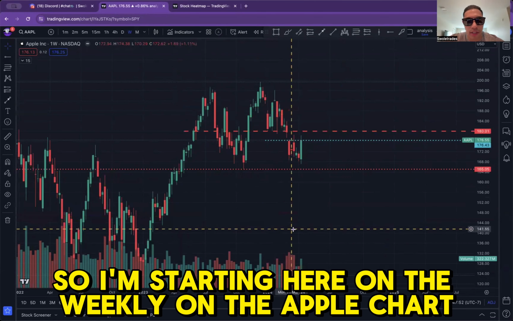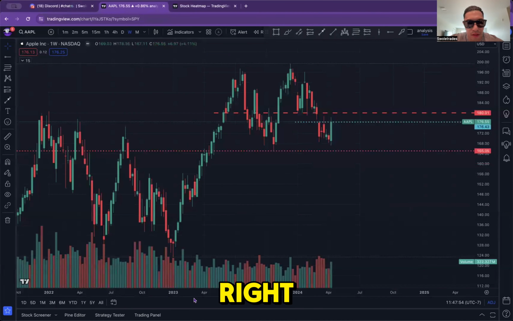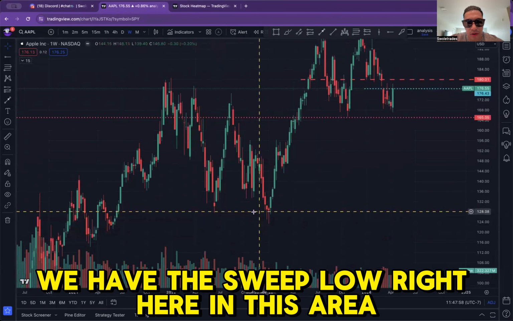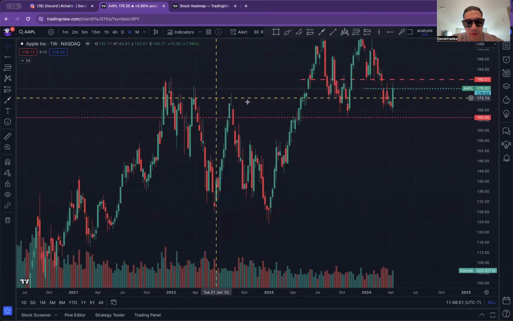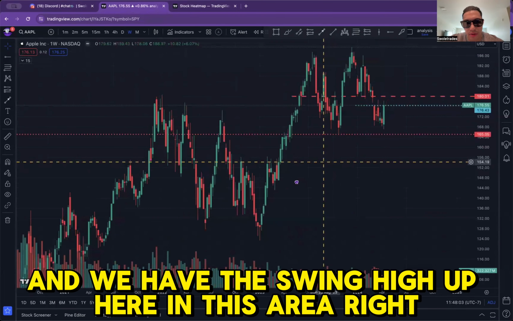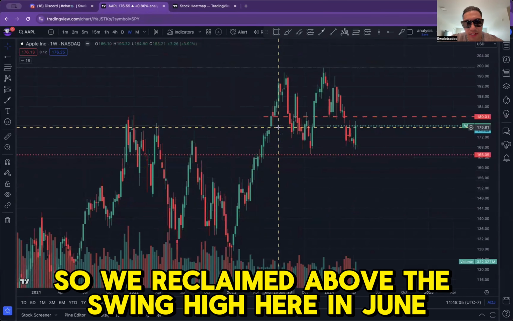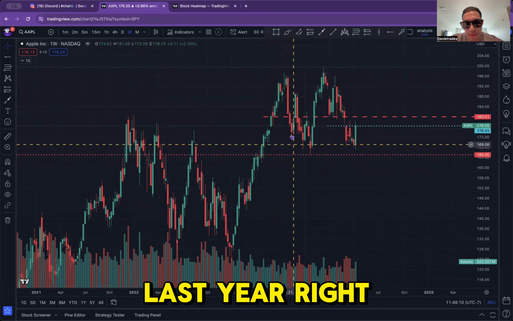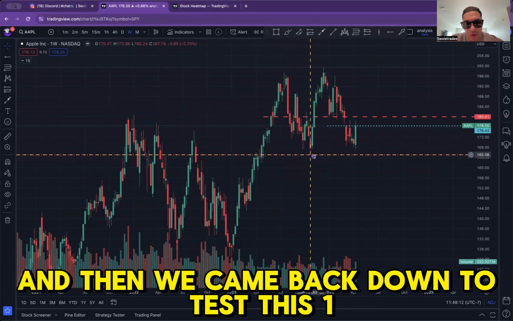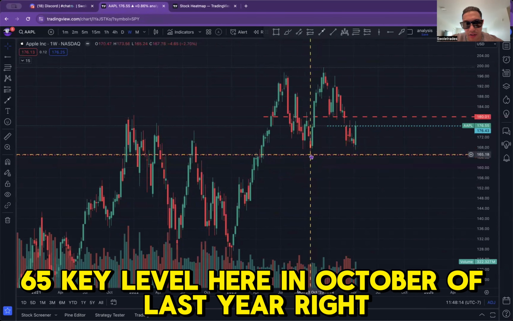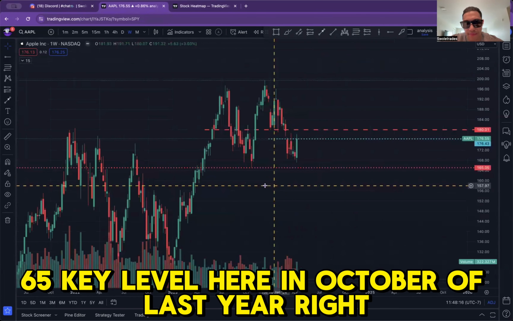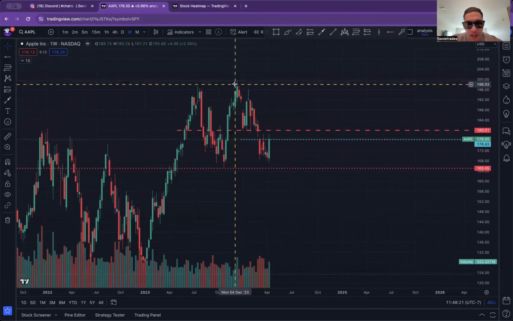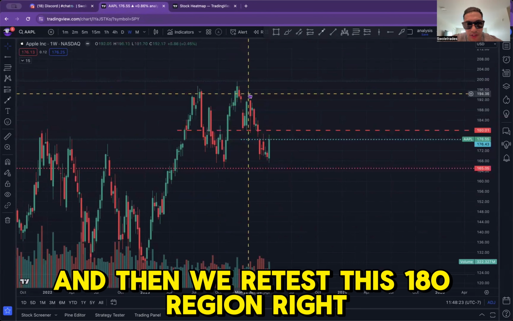So I'm starting here on the weekly on the Apple chart. When we look at it, we see we have the sweep low right here in this area, and we have the swing high up here. We reclaimed above the swing high in June last year, and then came back down to test this 165 key level in October of last year. We come up again, make a new all-time high in this 200s region, and then we retest this 180 region.